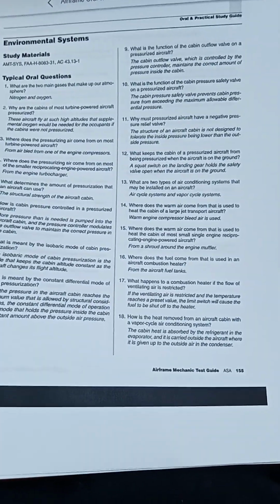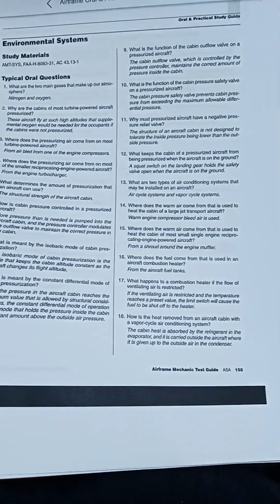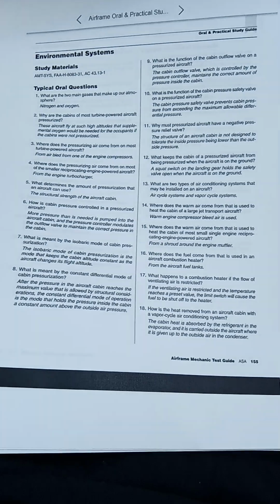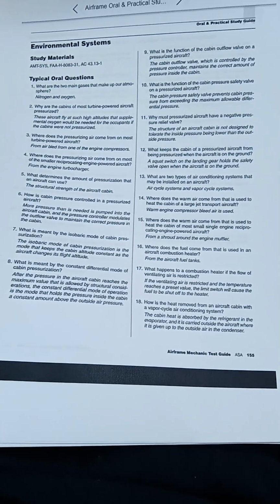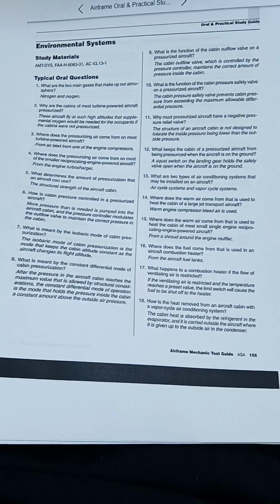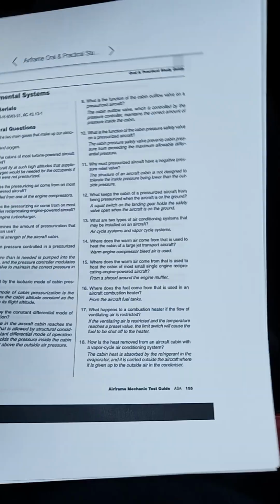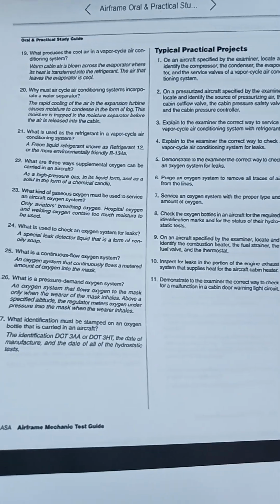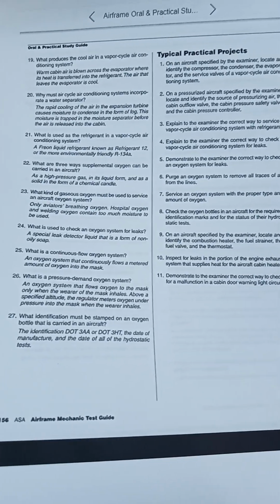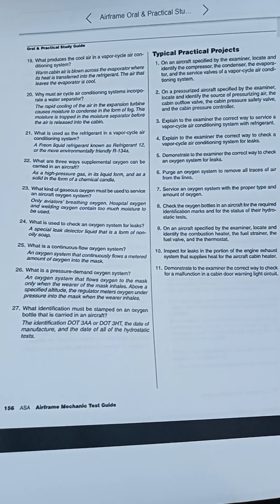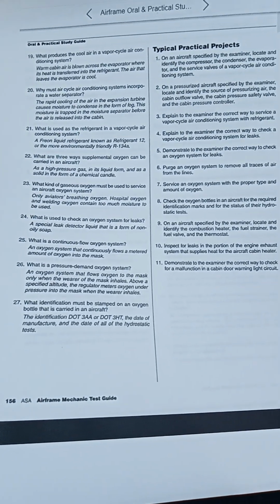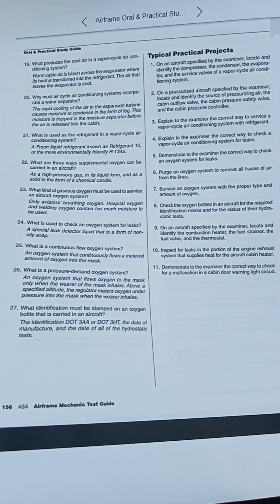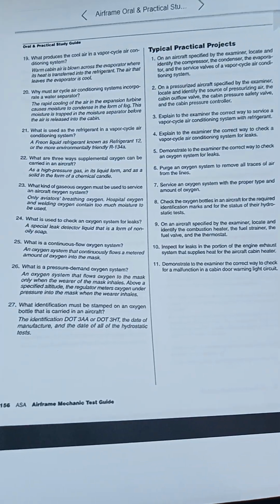How is the heat removed from an aircraft cabin with a vapor cycle air conditioning system? The cabin heat is absorbed by the refrigerant in the evaporator and it is carried outside the aircraft where it is given up to the outside air in the condenser. What produces the cool air in a vapor cycle air conditioning system? Warm cabin air is blown across the evaporator where its heat is transferred into the refrigerant. The air that leaves the evaporator is cool.